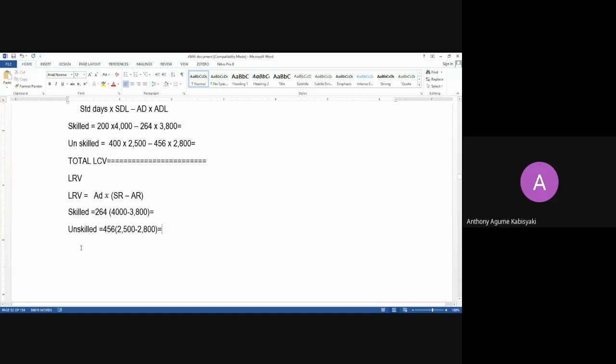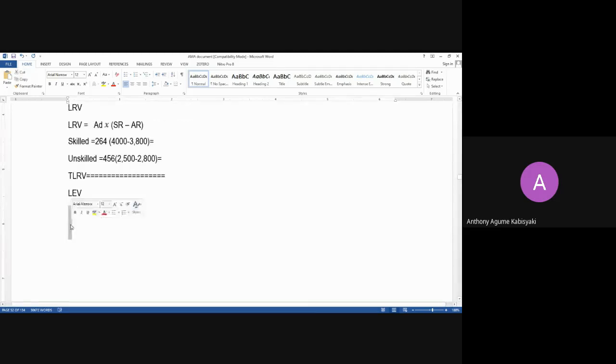Then you compute for each and get your total labor rate variance. Of course, you'll be adding the two. Then you also do the same for labor efficiency. I've shown you what to do. But now I want to show you how to compute labor mix.